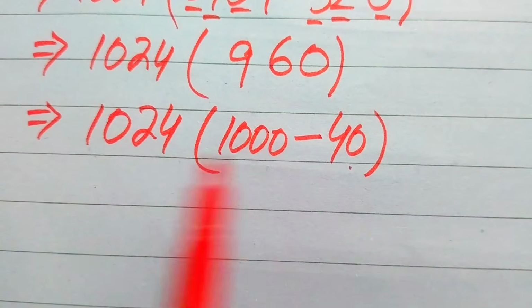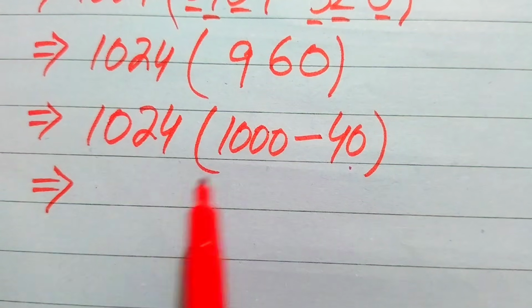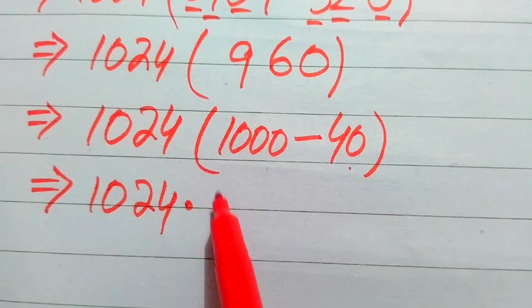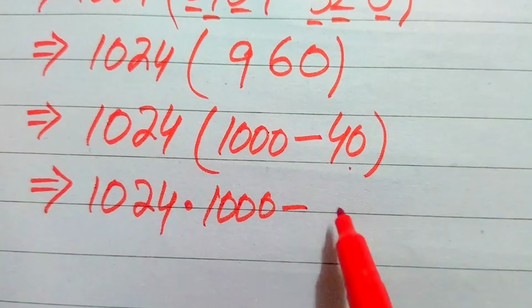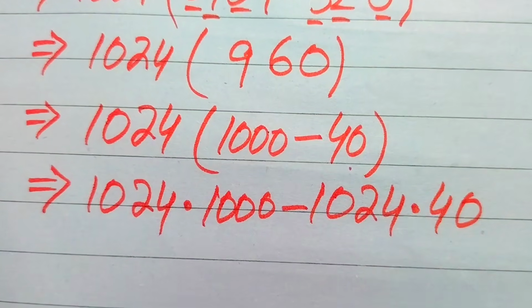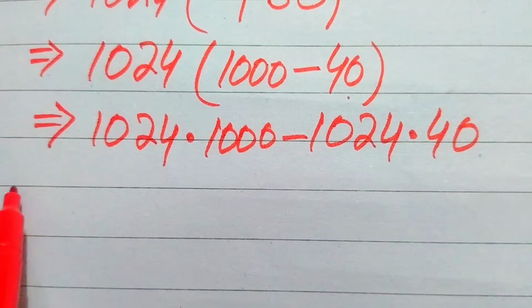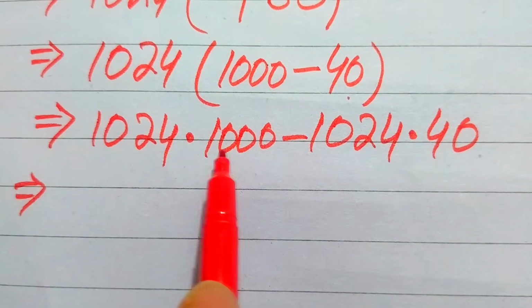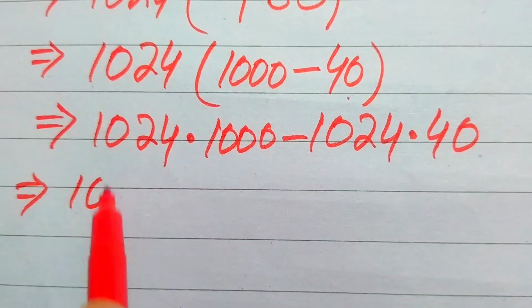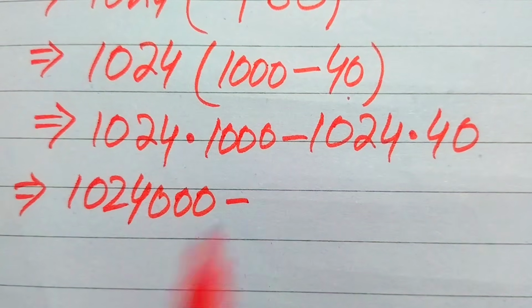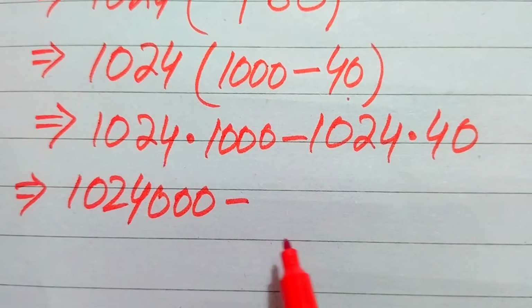When we multiply this term separately with both of these values, this becomes 1024 multiplied by 1000, minus 1024 multiplied by 40. When we multiply this term by 1000, we just put these three zeros here, and this becomes 1024, and we write these three zeros.